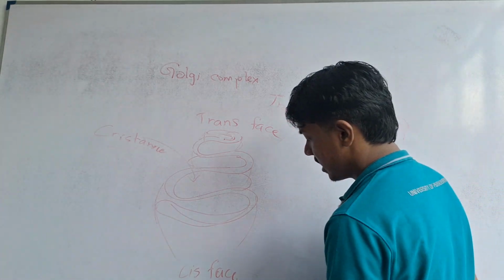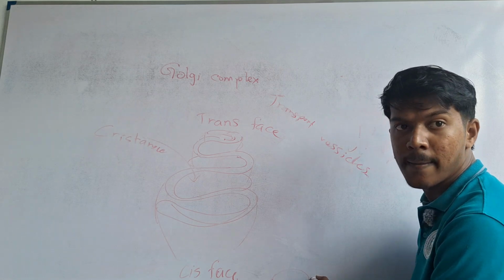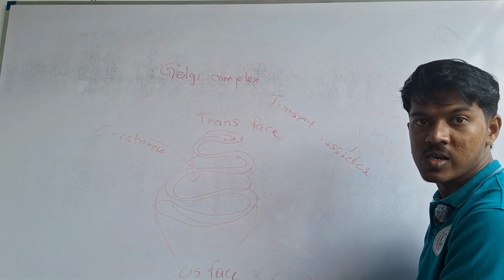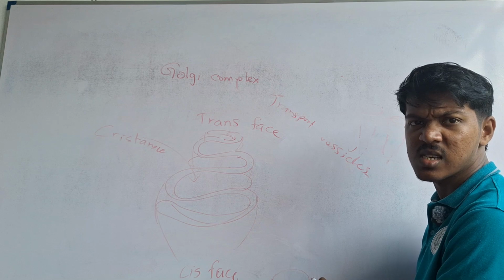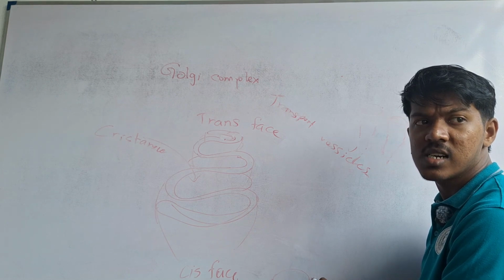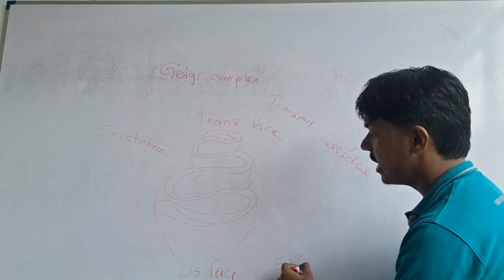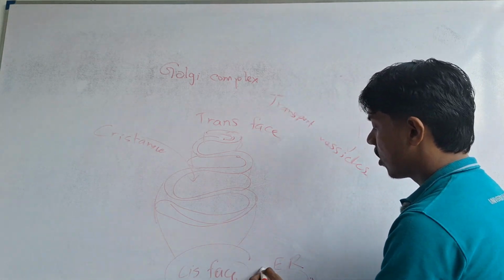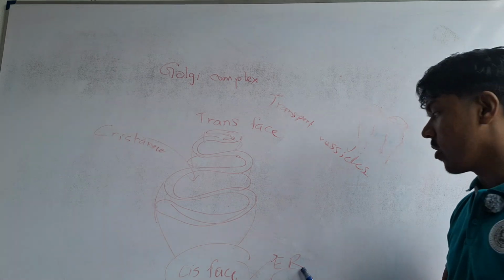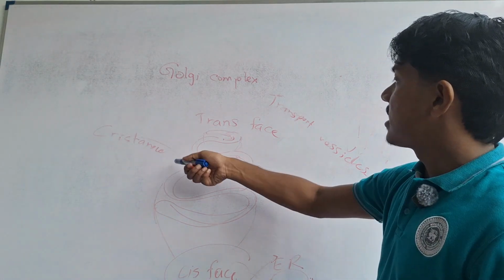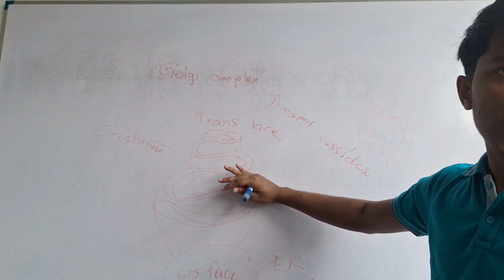This phase is located near which cell organelle? I think RER is here. Just normal ER. Okay? This phase is located near the endoplasmic reticulum. So, cisternae, trans phase, cis phase. This is the simple structure of the Golgi complex.